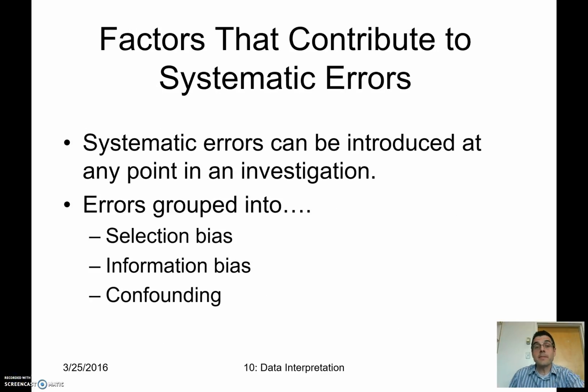Different factors contribute to systematic errors, which can be introduced at any point in an investigation, and can be grouped into selection bias, information bias, as well as confounding. I've already introduced a couple of these in previous discussions, but we're going to talk about what these systematic errors are and the importance or the challenge that occurs when they are introduced into a study.